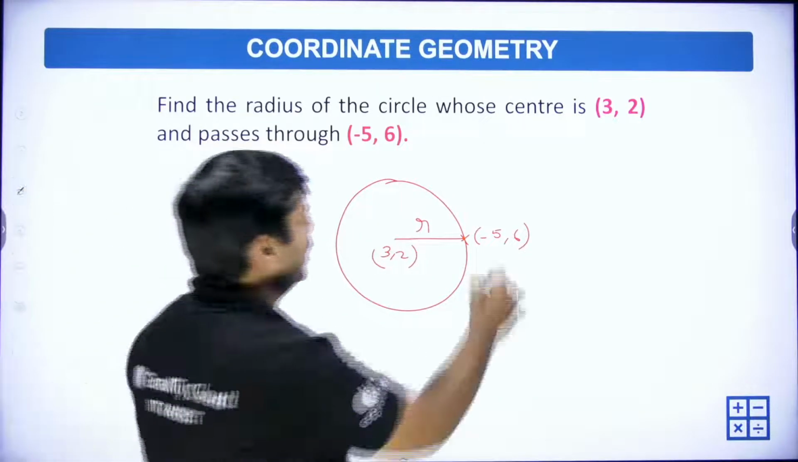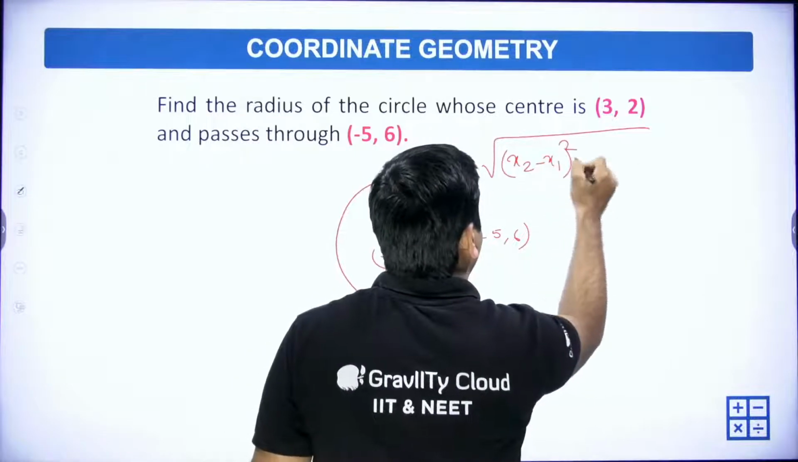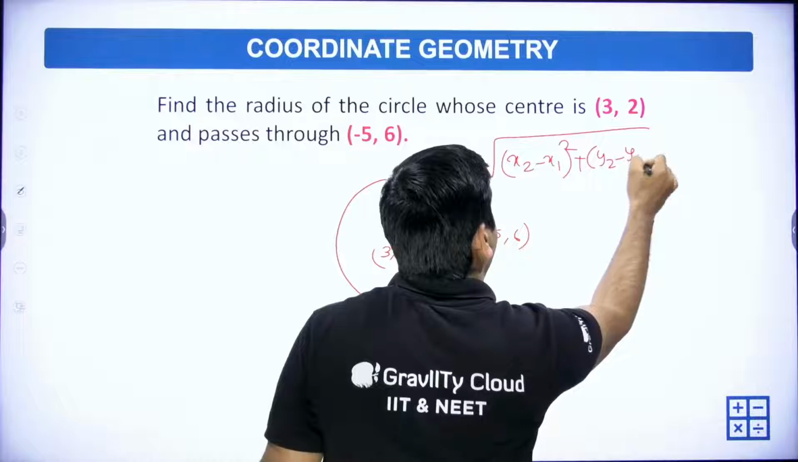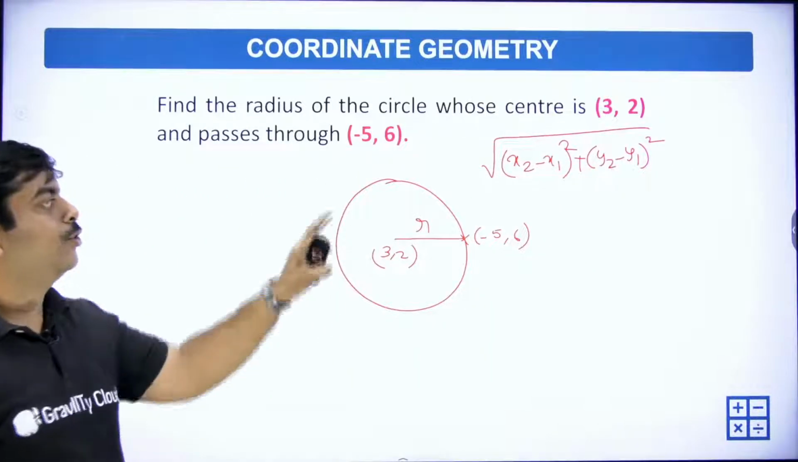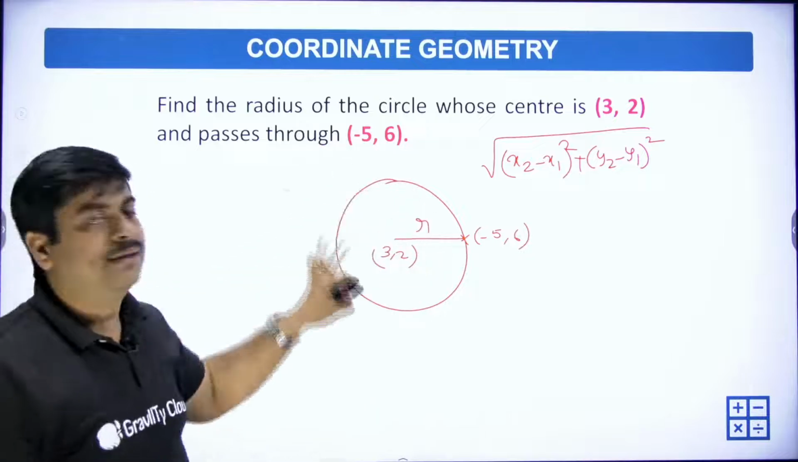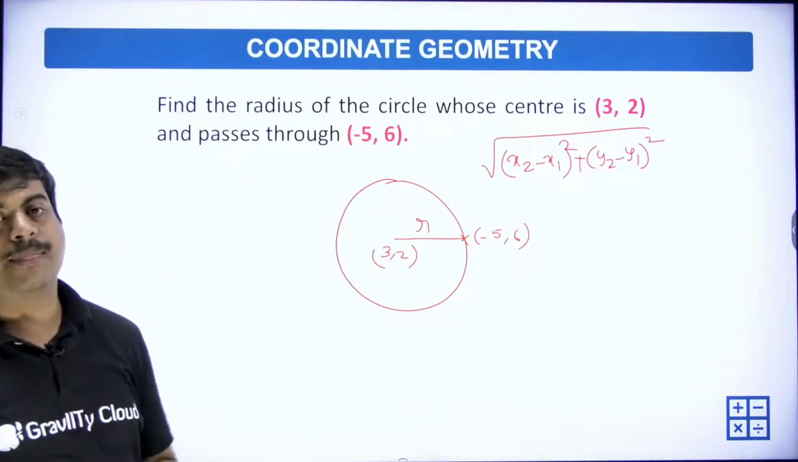What is the formula once again? It is root over (x2 - x1) whole square plus (y2 - y1) whole square, correct? So using that relation, you can find the distance between these 2 points, which is nothing but the radius of the circle, right?